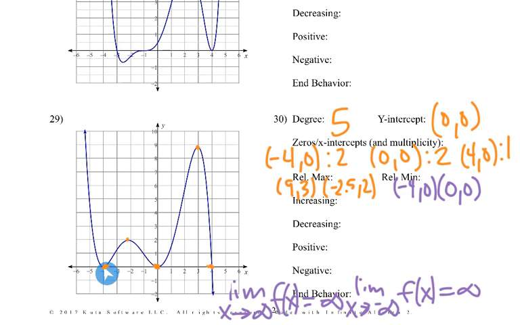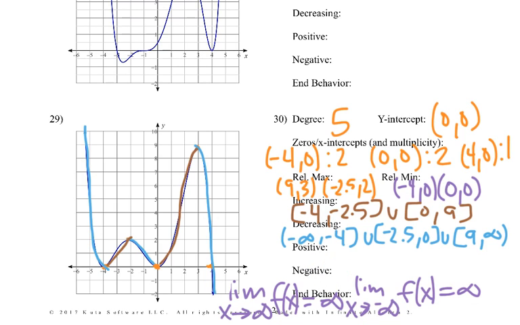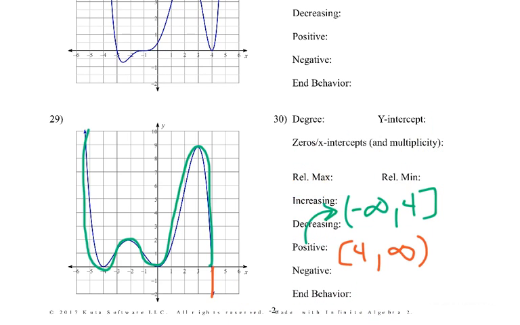So then we're going to use these max and mins to help us with our increasing and decreasing and the x-intercepts for positive and negative. So we look at increasing, we start at decreasing, so negative infinity to negative 4, then increasing negative 4 to negative 2.5, decreasing negative 2.5 to 0, increasing, decreasing, and positive and negative. Is just like that.